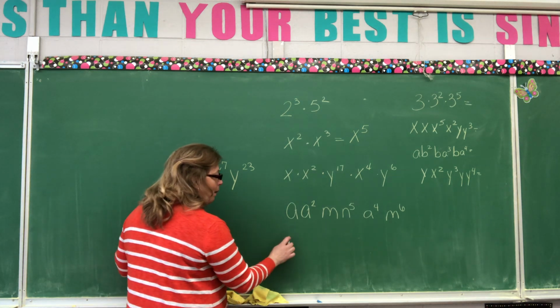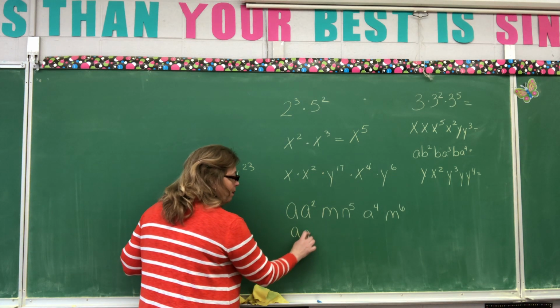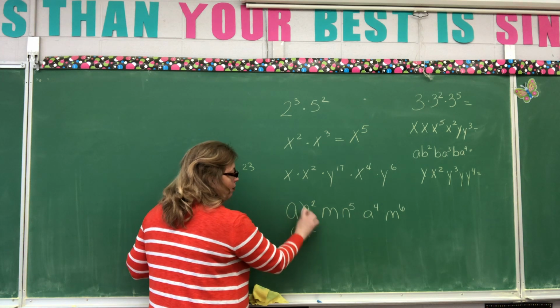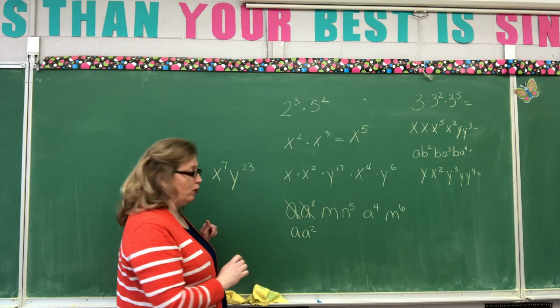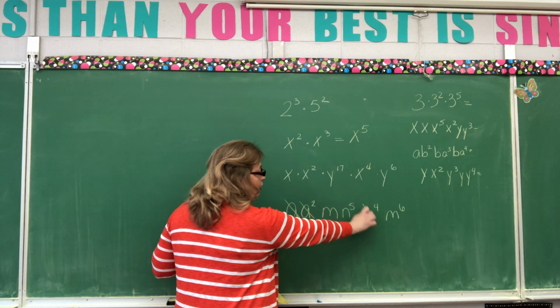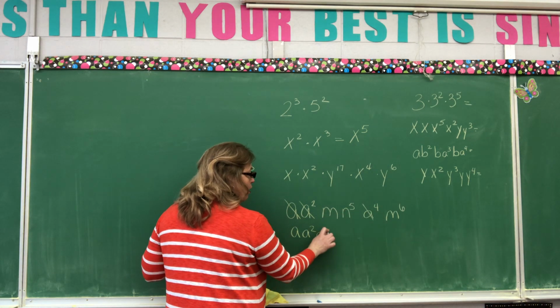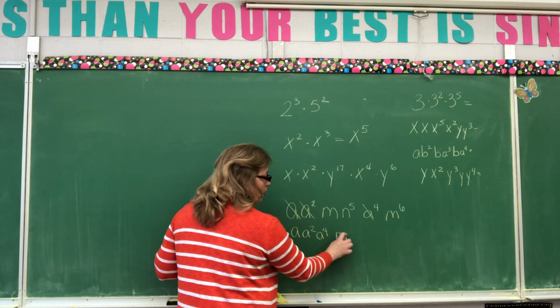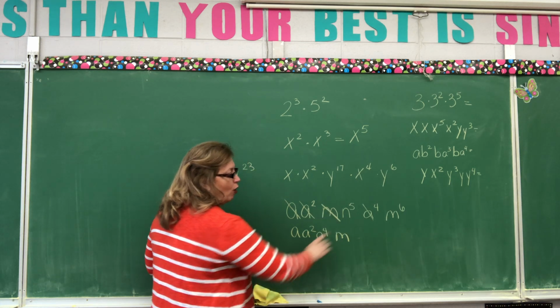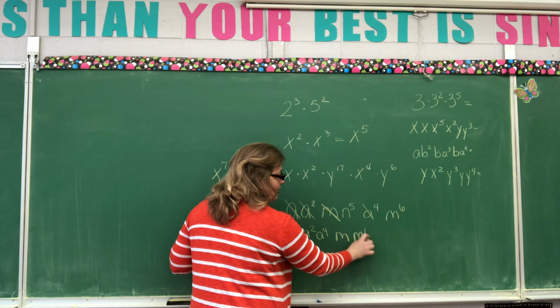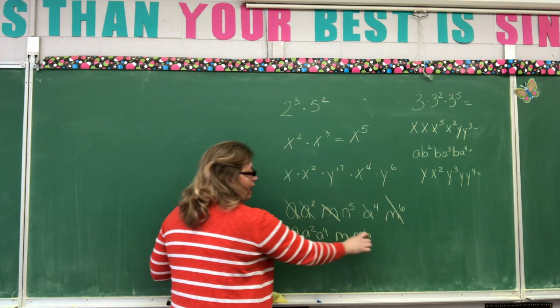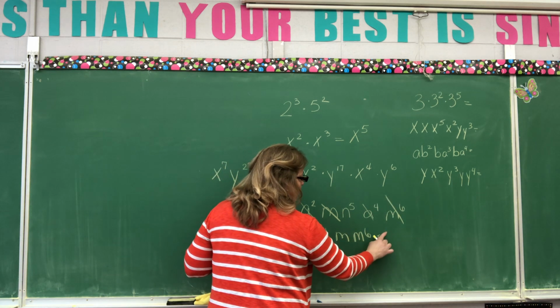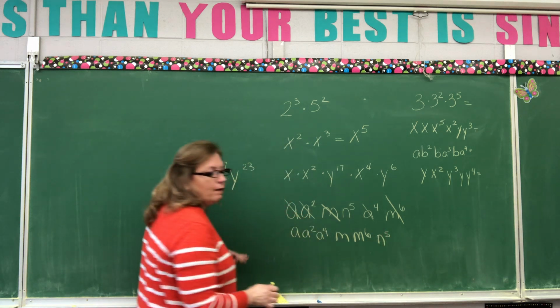Okay, so just simply copy the A's. We have A squared. I'm going to put a little line because I've used those two. I'm going to go over here and find this. I have A to the 4th, so I'm going to write A to the 4th, mark it out. Then I have M. It's just a single M. Over here I have M to the 6th. I'm going to mark that out. I have N to the 5th.